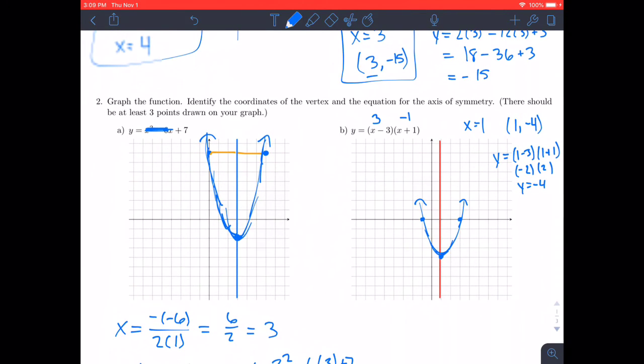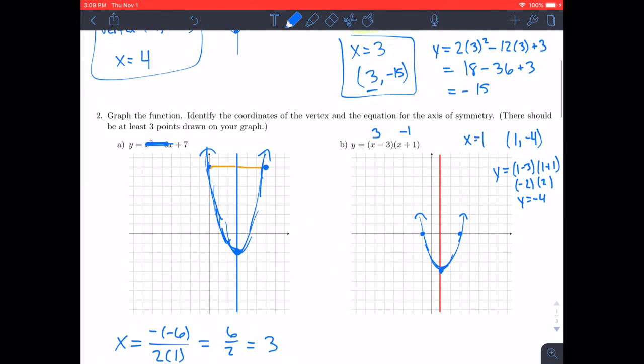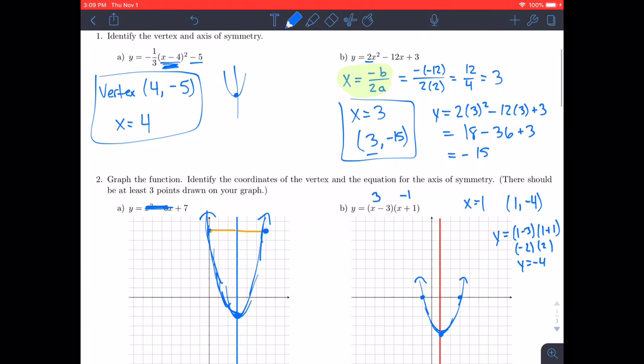Okay. On each of the graphs, you should have 3 points, no matter what form you're graphing from. You should have 3 points. And be prepared to graph from vertex form as well.